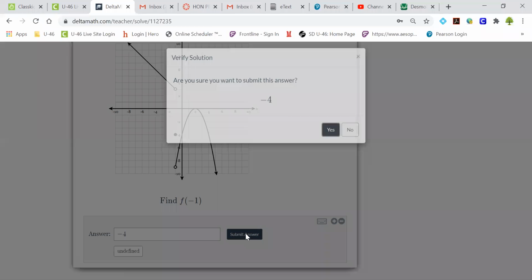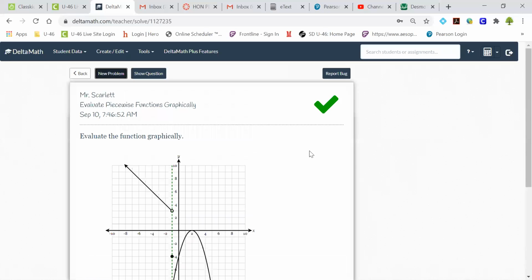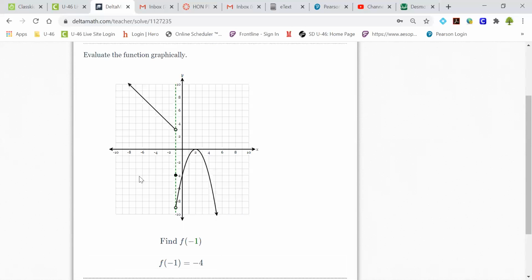And when you do submit your answer, whether you're right or wrong, it'll show you how the program thinks about it. Every x value is a vertical line. And so here's the vertical line, x equals -1. And it only hits the graph in one spot, right there at y equals -4.